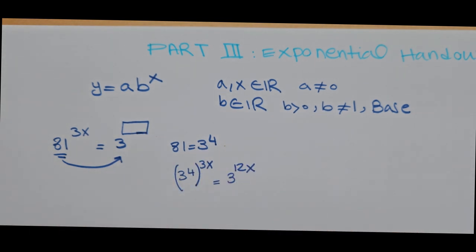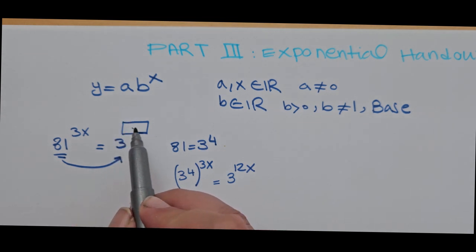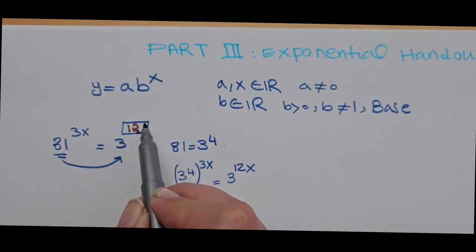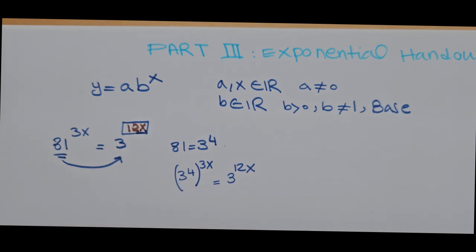So in this square, I should put 12x. In the previous video I posted, there are some examples. You can go over them and try to solve them. I won't go over any of those again. I will leave it to you to solve them.